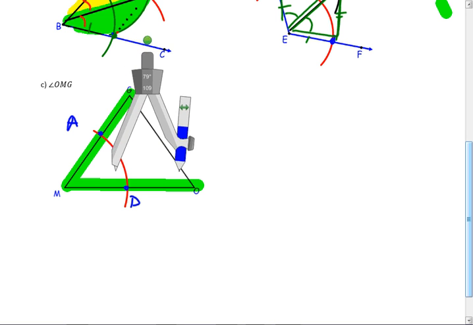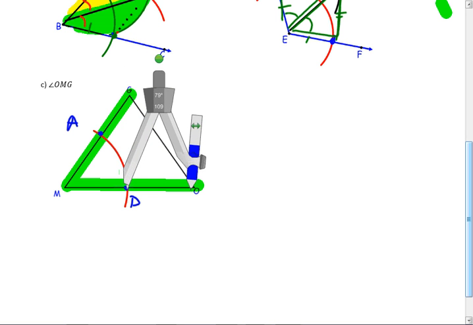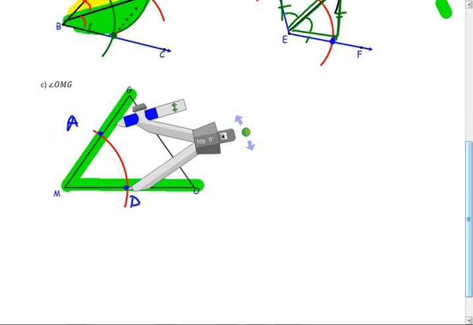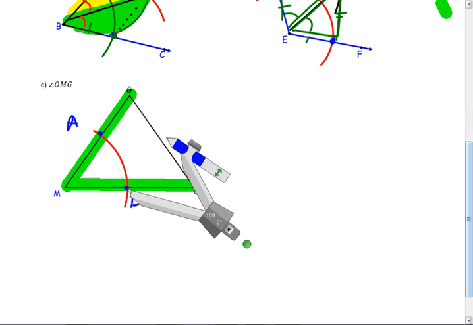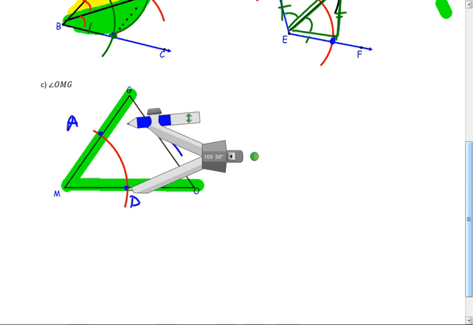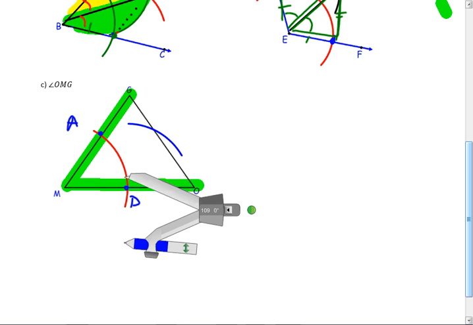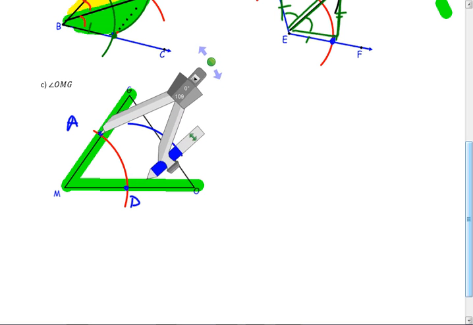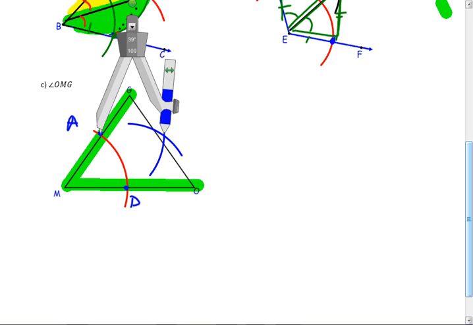First? No, you want to put it on D first? No. But I've got to do this. Oopsie. Okay, now I want to get where this arc is going to intersect here. So I'm going to just do this. And now I'm going to flip this back, and I'm going to put this on this one. And there it is.